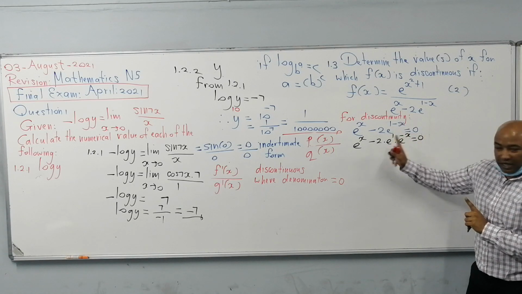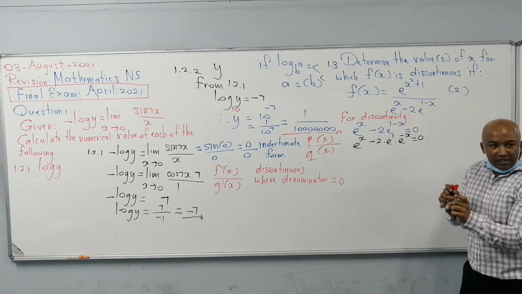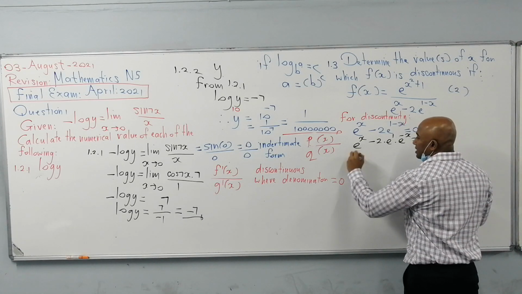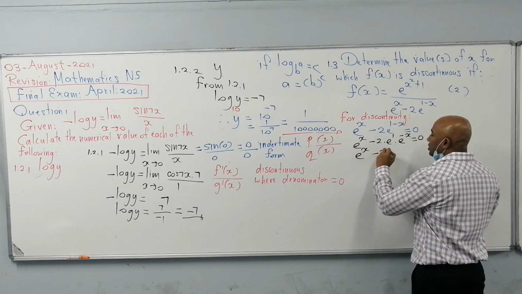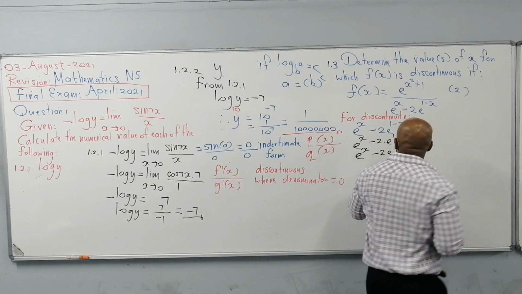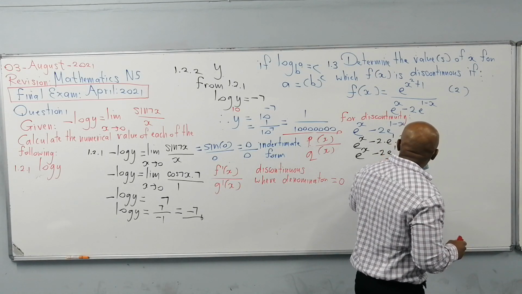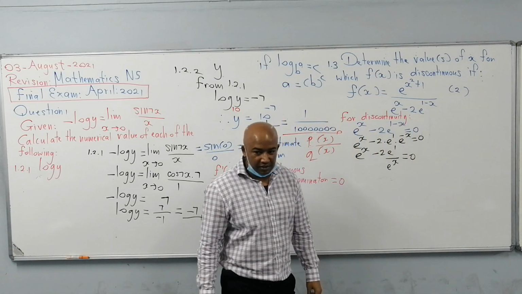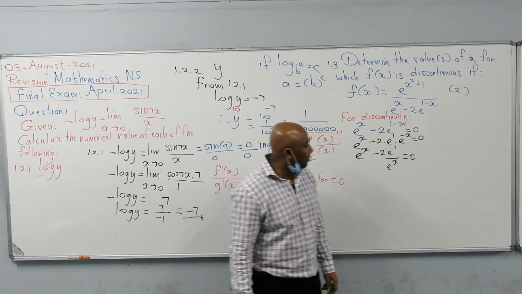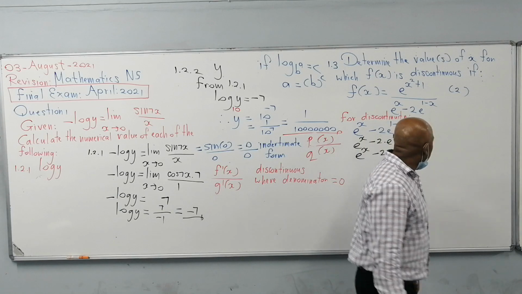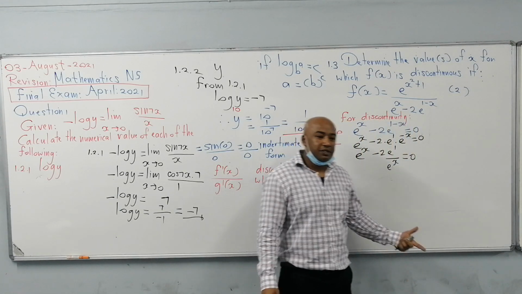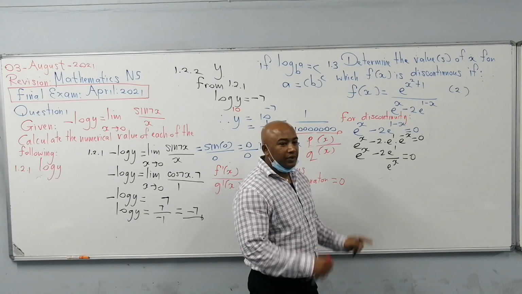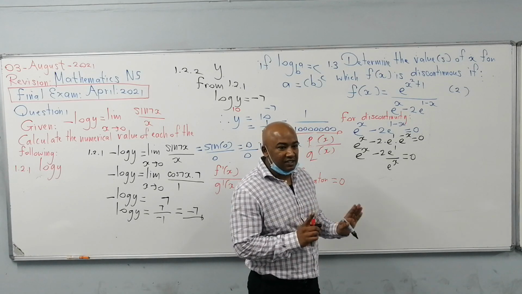I'm splitting up my bases and my exponents. So now this is e to the power x minus 2 e to the power 1, all divided by e to the power x, equals 0. Now from here, you can use a substitution if you want to, or you can just do it as it is. Let me just do it as it is here.